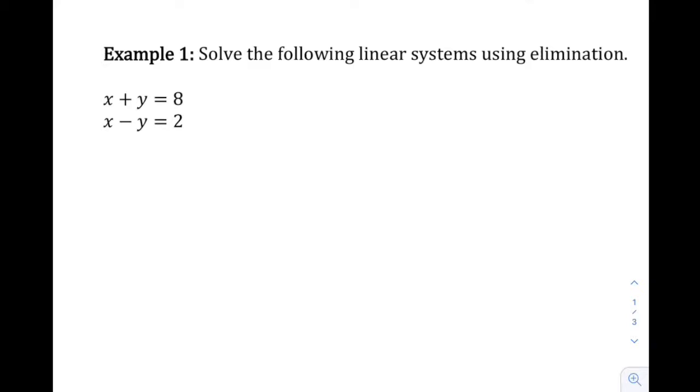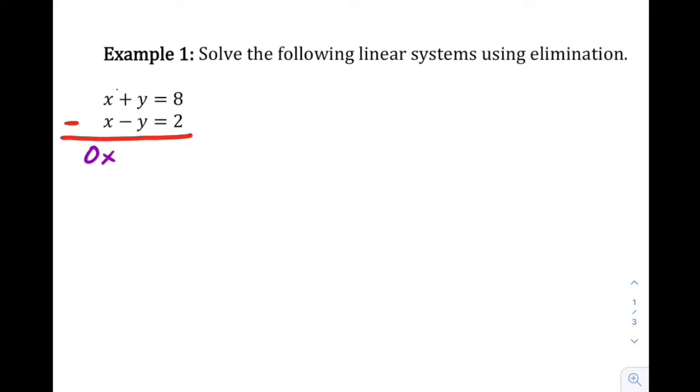So what I'm going to do is just look at these and decide if I'm adding or subtracting those, which one will eliminate x and give me 0. So if I'm adding x plus x, I would get 2x. So that's not what I want. I want 0. So what we're going to do is we're going to subtract them. So when I subtract them, I'm going to subtract all the like terms together. So I'm going to subtract the x's. x take away x, well that's 0x.